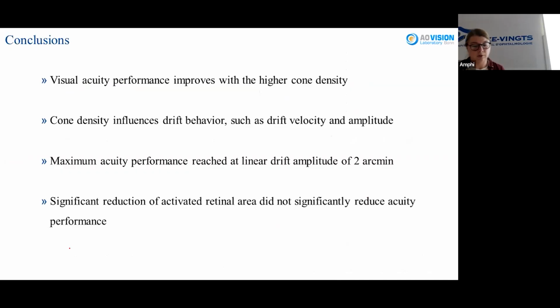And so to conclude, visual acuity performance improves with higher cone density. Cone density strongly influences drift behavior, such as drift velocity and drift amplitude. Maximum acuity performance is reached at a linear drift amplitude of 2 arc minutes, and the space occupied on the retina seems not to be as important as the linear drift amplitude.